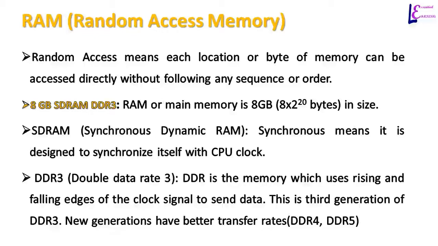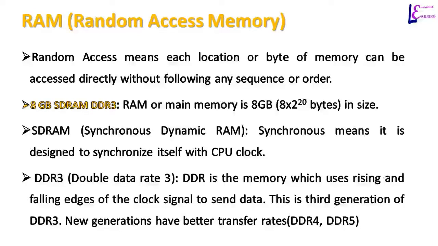RAM in this description is SDRAM DDR3. SDRAM stands for synchronous dynamic RAM. Synchronous means that this RAM is synchronized with the clock cycle of the CPU. DDR stands for double data rate. This means the RAM can send data on the falling and rising edge of the clock signal. Previously, SDRAM only used the rising edge of the signal.